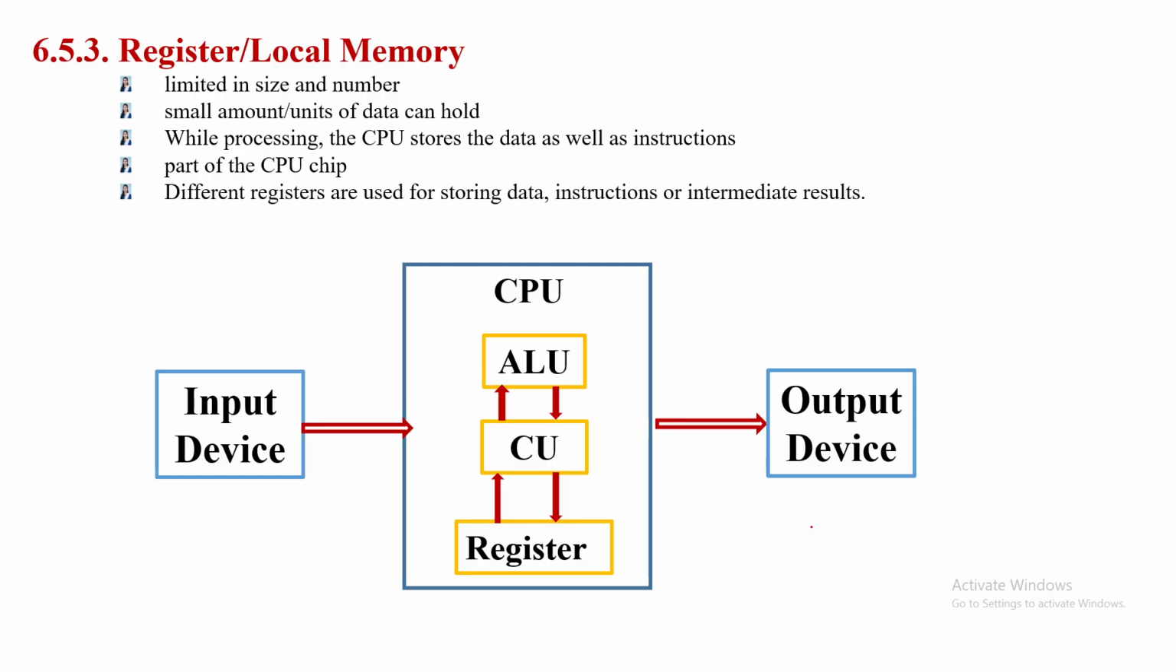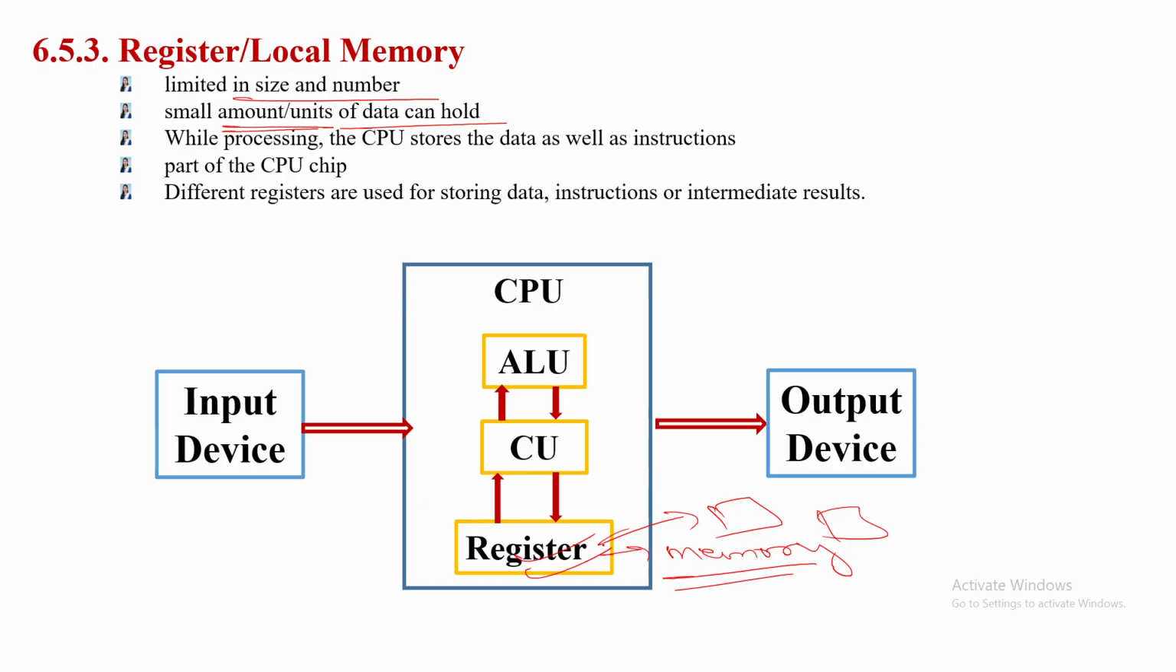Now we will see the register. Register means memory. Okay, and types of memory we will see in another session. The register or local memory has limited size and number. It will store a small amount or units of data. It will store a small amount, meaning whenever the CPU processes, that result will be stored there.